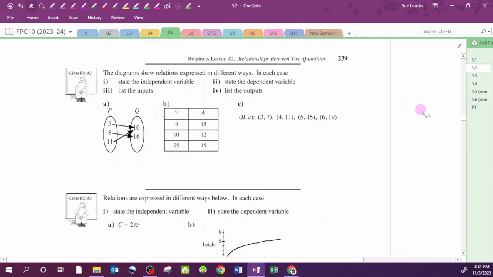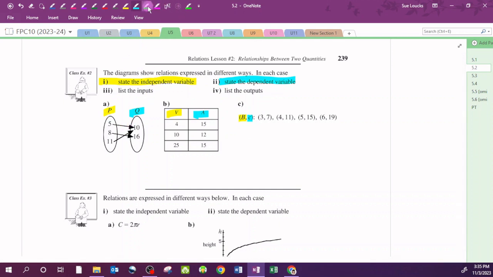And here I'm just going to use my highlighter to answer these for you. It says state the independent variable. The independent variable comes first, so it's P, and then it's V, and it's B. And the dependent variable, which I'll do in a different color, is going to come second, so Q and A and C.